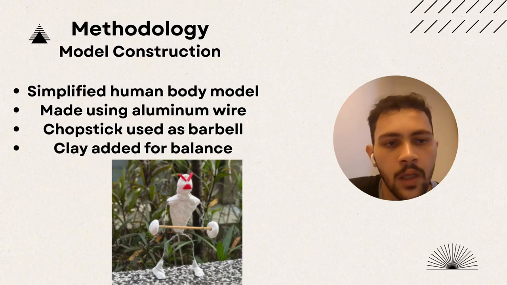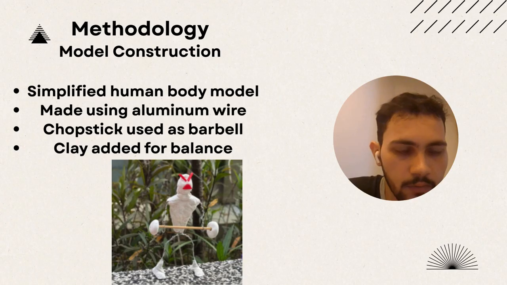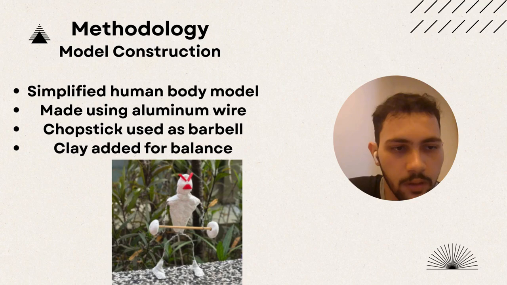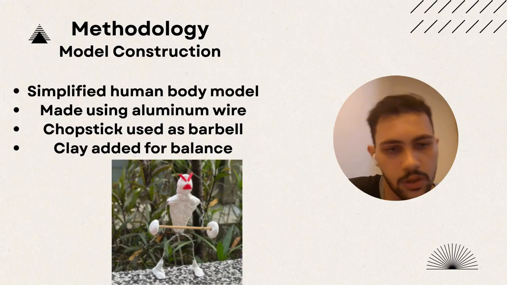For this slide, I'll explain how the physical model was built and why it was designed this way. To study the deadlift finish position, we created a simplified physical model of the human body. The goal here wasn't to perfectly copy human anatomy, but to represent the key mechanical elements involved in holding a barbell at the lockout position.